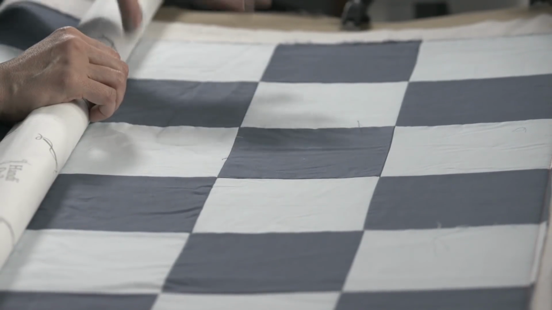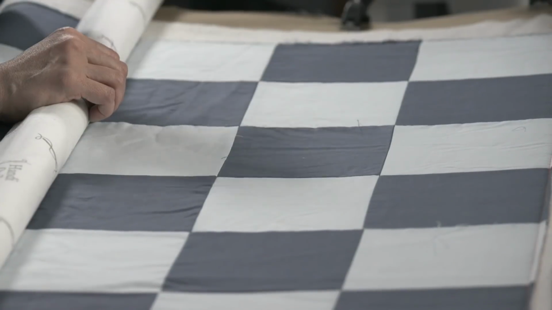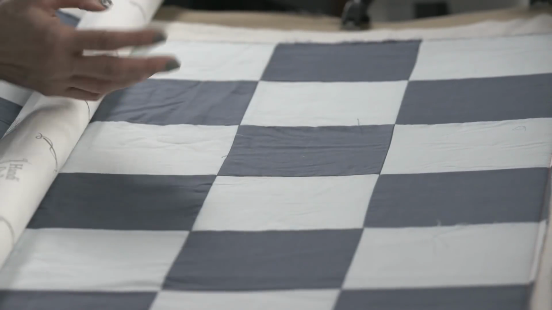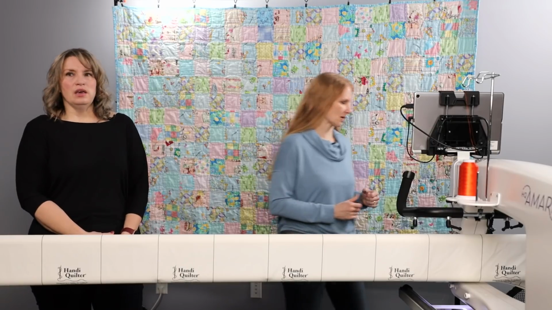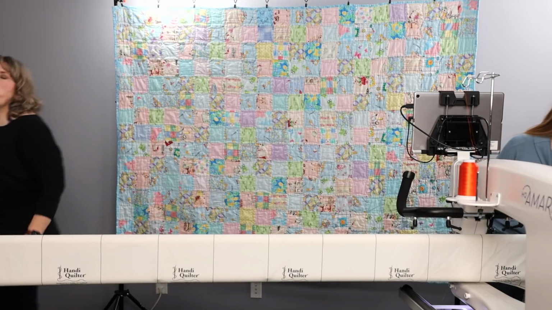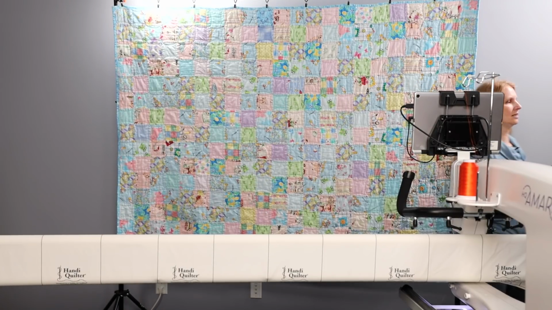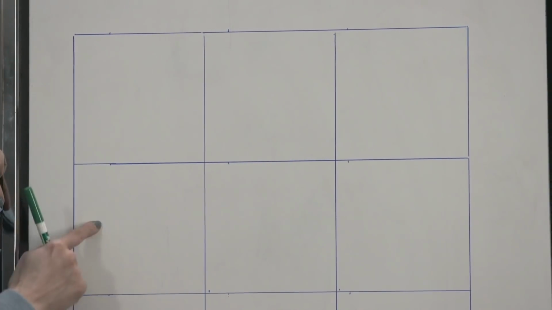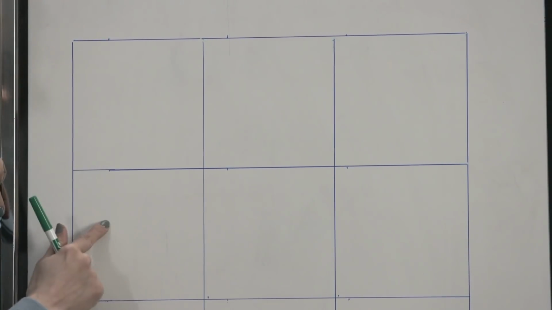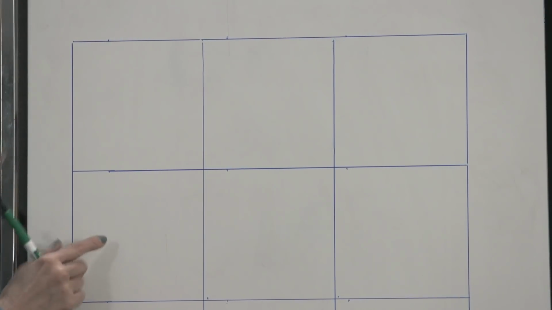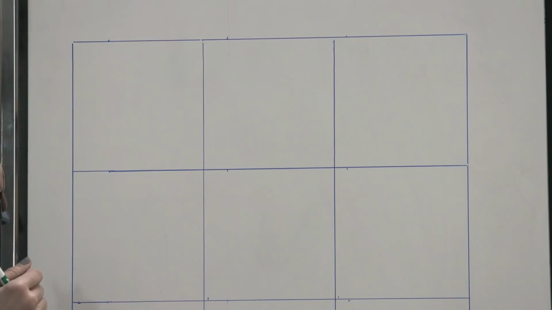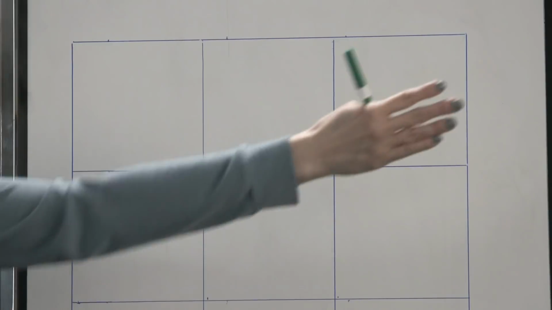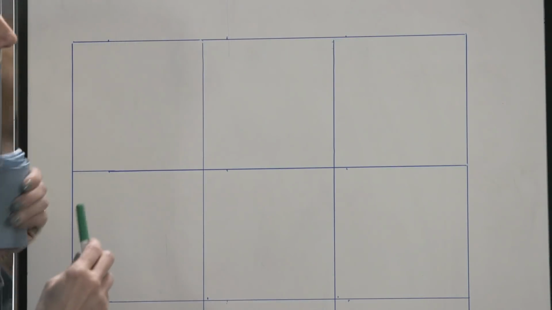But before we actually start stitching, I'm going to do some drawing and go through the steps of how to do continuous curve. Perfect. Okay, so I'm going to go over here to the board. I've created a grid already on the board here, 3 by 3. I just want to emphasize that the continuous curve can be as many squares as you want, whatever fits in your throat space.